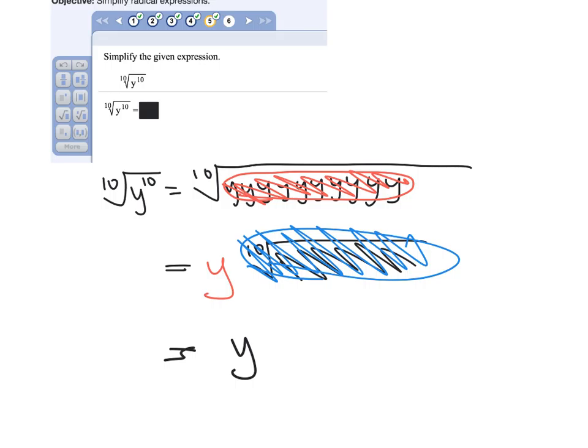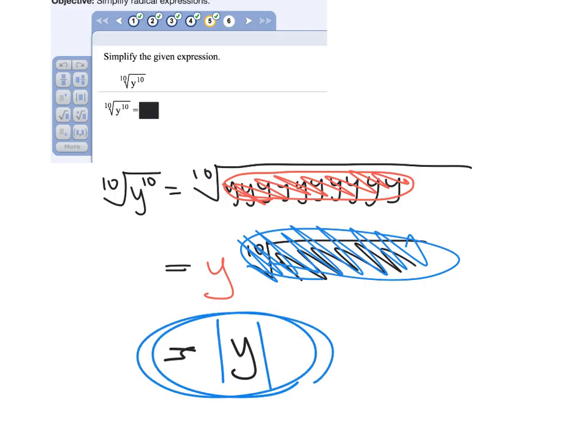But we need it to be the positive variation of y, not the negative variation of y. And so that's why we say the absolute value of y. And let's see. Yep, that tells me I was right.